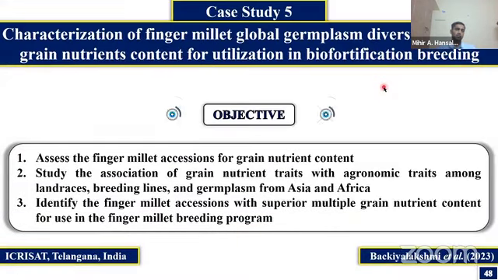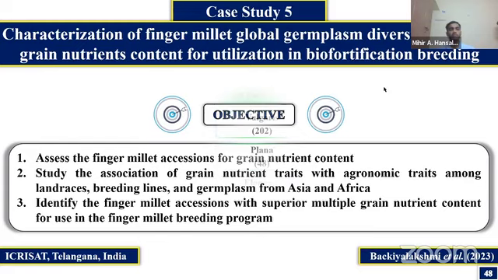Then case study 5: characterization of finger millet global germplasm diversity panel for grain nutrient content for utilization in biofortification breeding, conducted by Bakya Lakshmi and her co-workers in 2023 at ICRISAT, Telangana, India. The objective of this case study is to find the finger millet accession for grain nutrient content, study the association of grain nutrient traits with agronomic traits among landrace and breeding line germplasm from Asia and Africa, and identify the finger millet accession with superior multiple grain nutrient content.